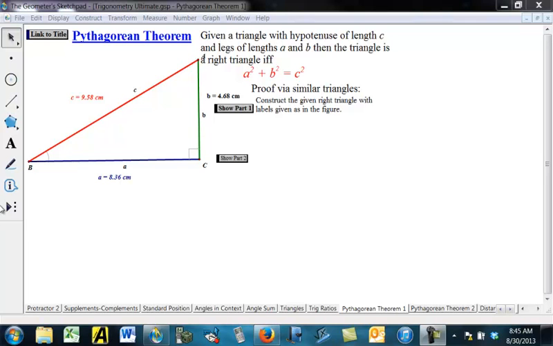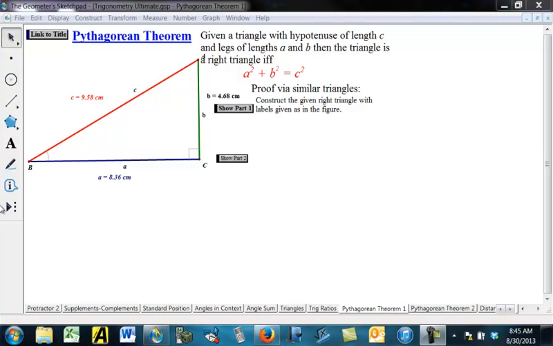This is Jack Jackson. Today we're going to be investigating the Pythagorean Theorem. The Pythagorean Theorem is probably one of the most famous theorems in all of mathematics, certainly in all of geometry. And we're going to actually prove the Pythagorean Theorem as well as state it today. And I'm actually going to show you two different proofs.